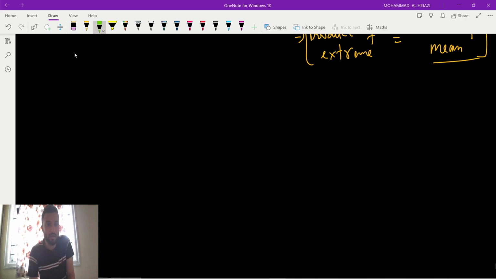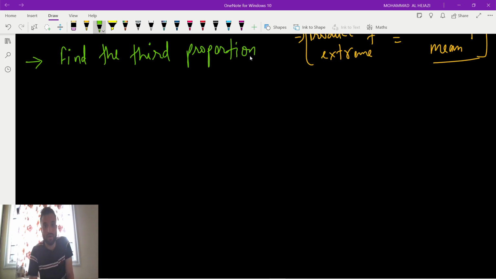And here the very important thing is, sometimes in the question they will ask you to find the third proportion. They will ask you to find the third proportion when they give only two proportions. Suppose in the question they say find the third proportion, or they say find the mean proportion.